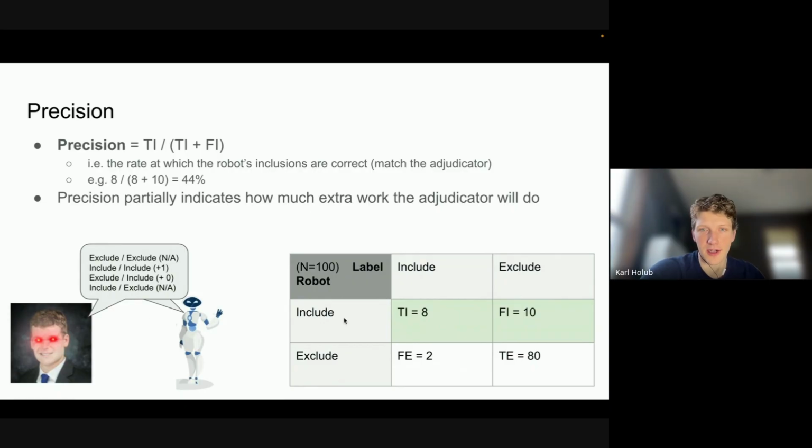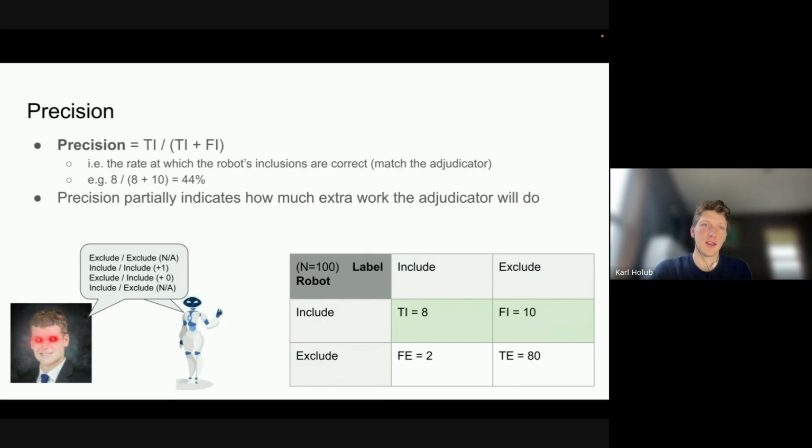So basically, we're going to look here, anywhere where the robot says to include the record, how frequently are those decisions correct? So if we look at our data, we have 18 total records that the model said to include, and out of those 18, 8 of them the human said to also include. So we have a ratio for our precision of 8 out of 18, which is 44% precision. That means that 44% of records that the robot said to include, the human also said to include.